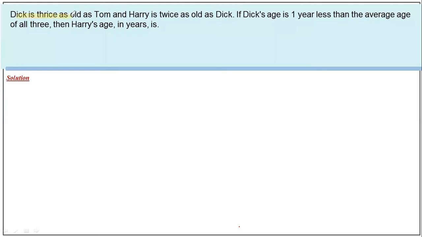Dick is thrice as old as Tom and Harry is twice as old as Dick. If Dick's age is 1 year less than the average age of all three, then Harry's age in years is how much?